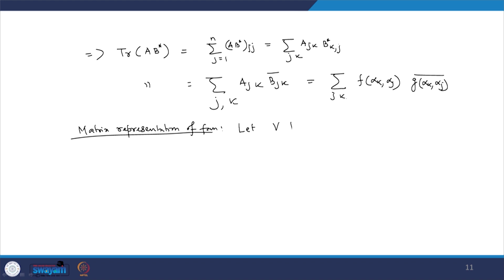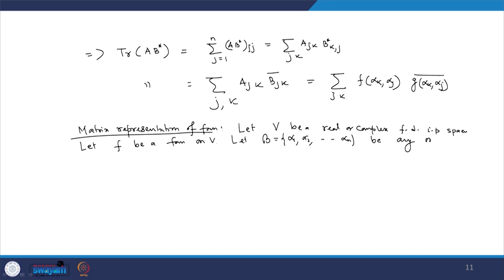Let V be a real or complex finite dimensional inner product space. Let f be a form on V. Let B equal to alpha 1, alpha 2, ..., alpha n be any ordered basis for V. So, I have not taken here this basis as an orthonormal basis, I have taken simply an ordered basis. Then A j k equal to f of alpha k and alpha j.